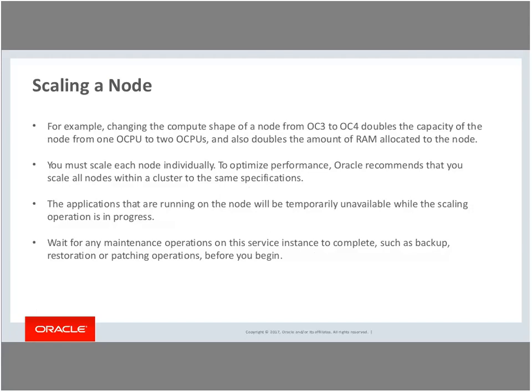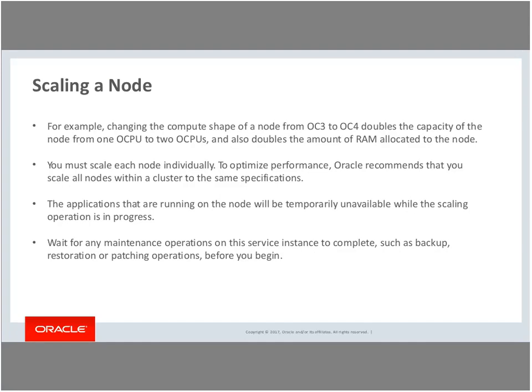You must scale each node individually to optimize performance, and Oracle recommends that you scale all nodes within a cluster to the same specifications. So you don't expect that one node should run with OC3 and one node run with OC5, with different combinations. Ideally, that will not be recommended. So make sure all the nodes meet the same specification levels.